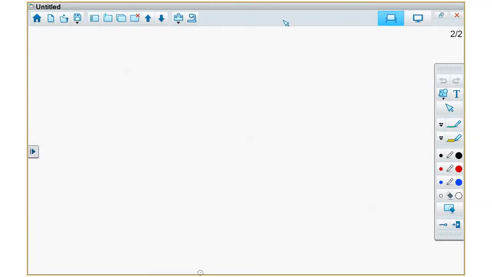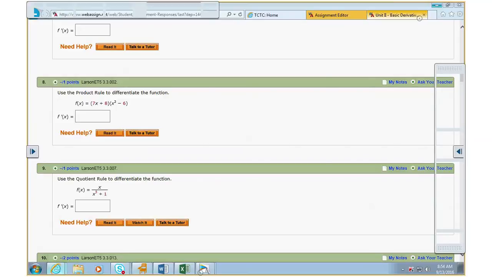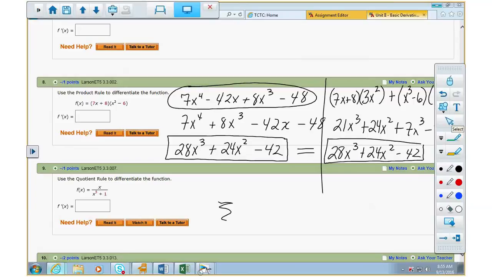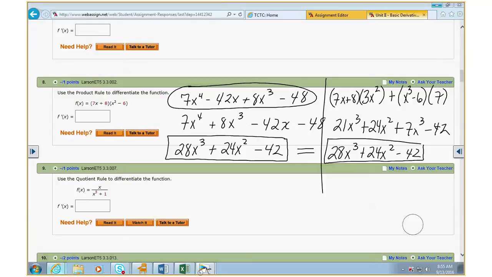But anyway, let's do the second one now. Let's go to the transparency, and I think I've pretty much shown you how not to do it. Let's do this one. Of course, you could actually do this one. Now that you know the chain rule, you can do this one.